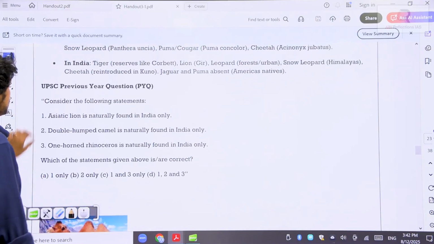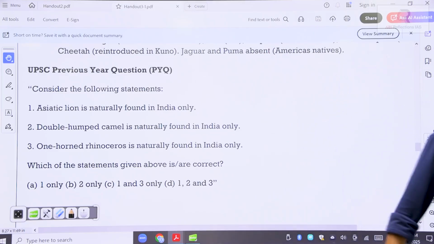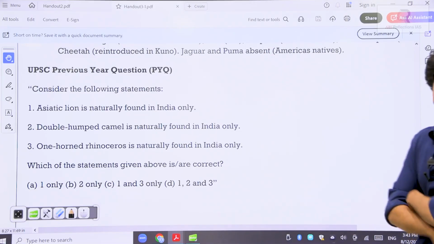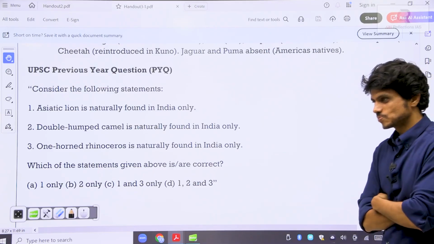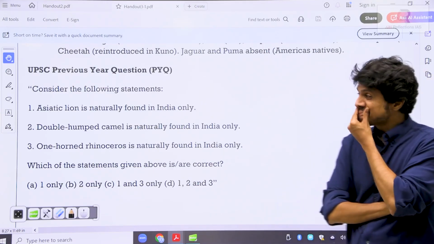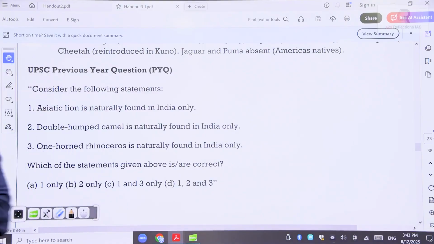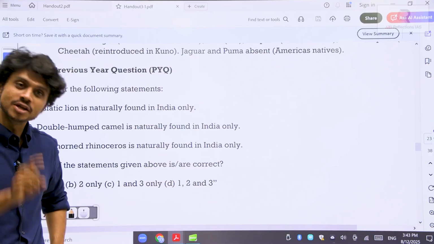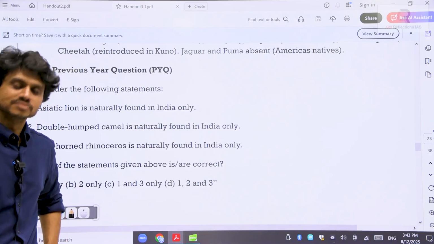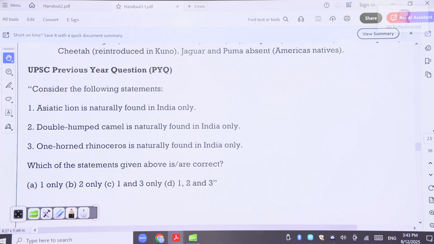Try solving this question. This is a 2019 or 2018 PYQ. We have discussed the one-horn rhino, and I explained what it is. First tell me, is the one-horn rhino found only in India? Only in Assam? No. Only in India? It is also found around Nepal, Bhutan. Not only in some places, but the majority of the population is in India.